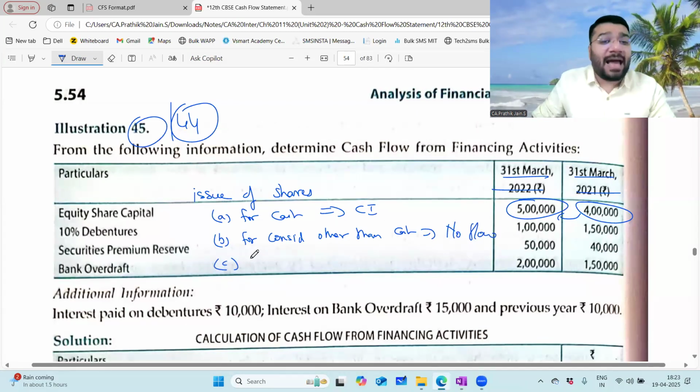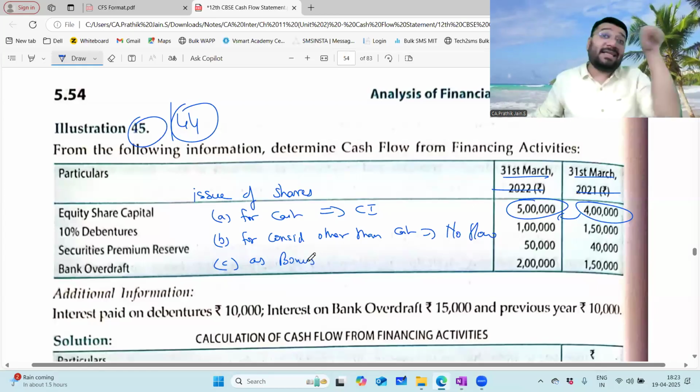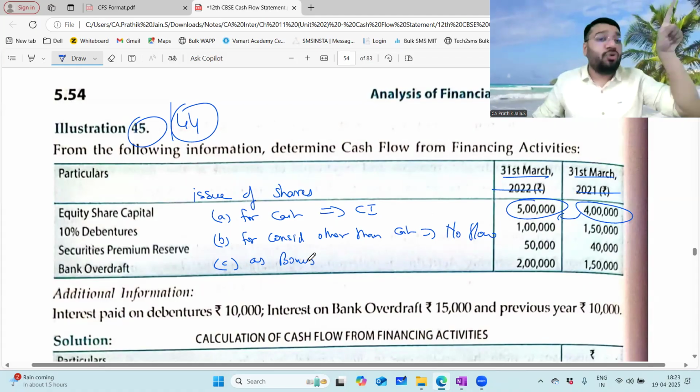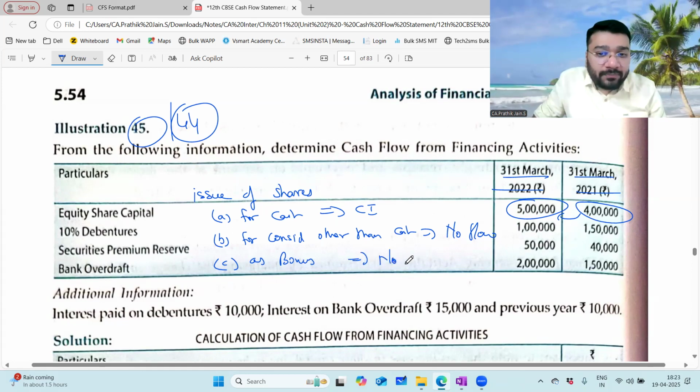See, issue of shares as bonus. So share capital is increasing, but the amount is getting transferred from your reserves to capital. Am I getting any fresh cash inflow? No. So this is also no flow.